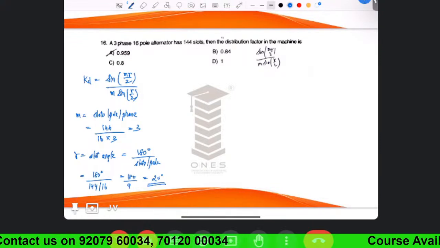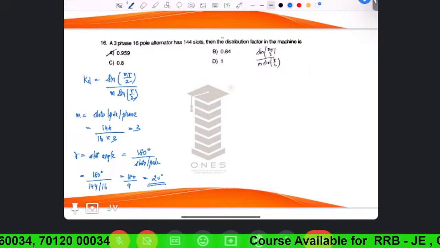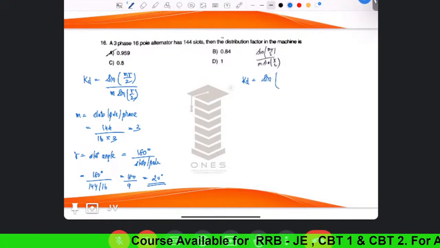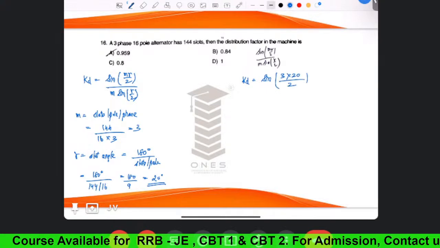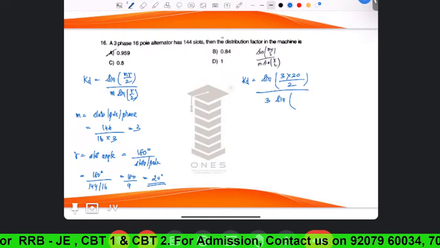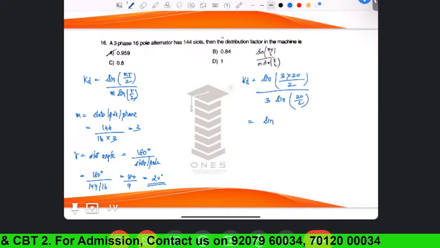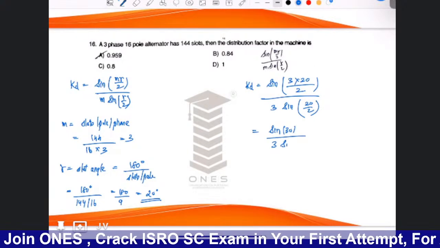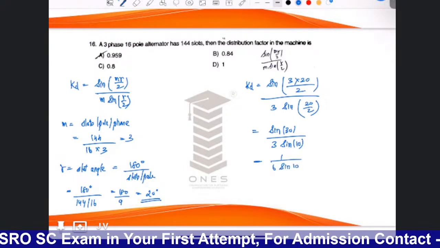Okay. So what is this? 20 degrees is the slot angle. So now if you substitute for KD, KD will be sine M gamma by 2 by M sine gamma by 2. M is 3, gamma is 20. So 3 sine gamma by 2, 20 by 2. So sine 20 by 2 will be 10. Sine 30 by 3 sine 10. So 1 by 6 sine 10.